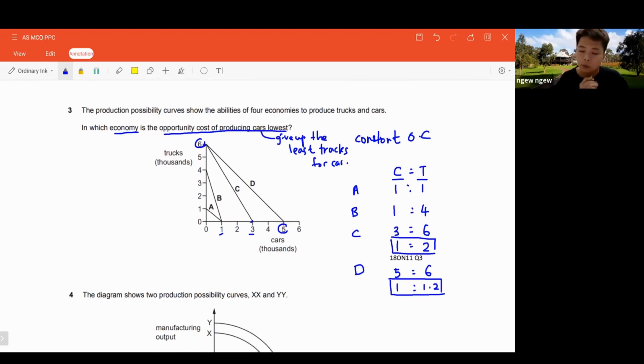Based on this diagram, we can deduce that country A gives up 1 truck for every unit of car produced. Country B gives up 4 trucks for every unit of car produced. Country C gives up 2 trucks. And country D gives up more than 1.2 trucks, just in case I calculate wrongly. So, which country gives up the lowest amount of trucks? A. So, A will be the answer. A has the lowest opportunity cost of producing cars.